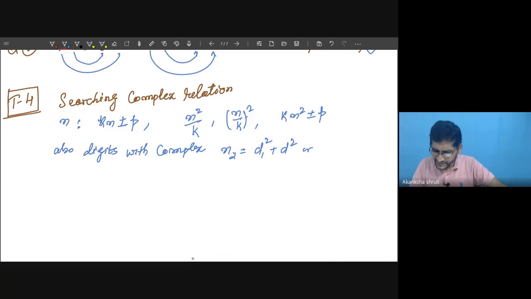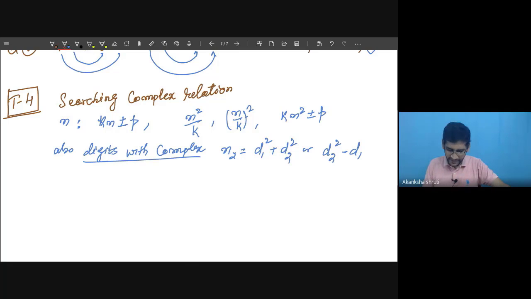Or maybe your d2 square minus d1. In addition to plus, there could be minus. So these are the complex relations. Here, while denoting the complex relation among the digits, I was considering that number 1 consists of D1, D2, and maybe D3 also, and number 2 we need to find. Or number 2 is given in terms of this relation.